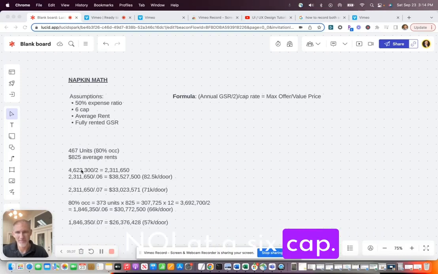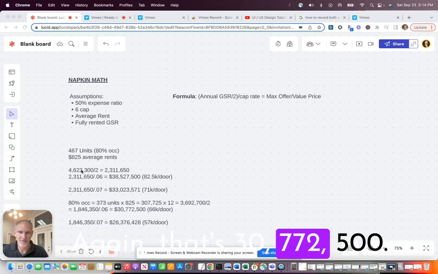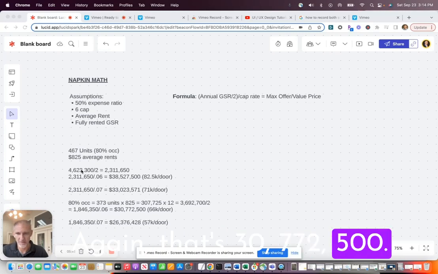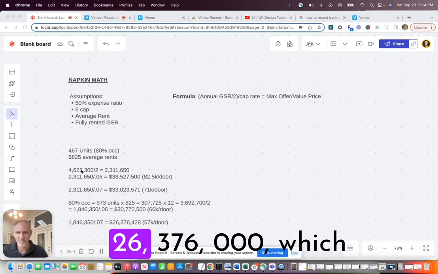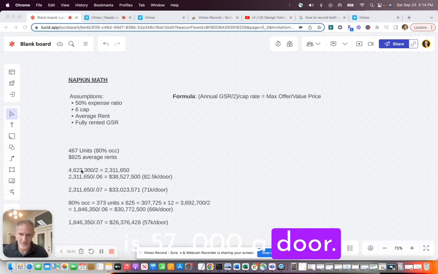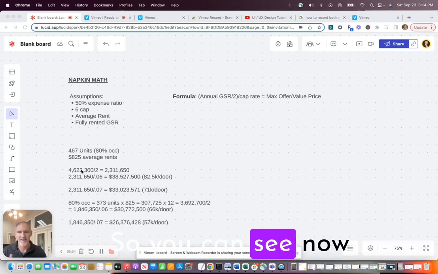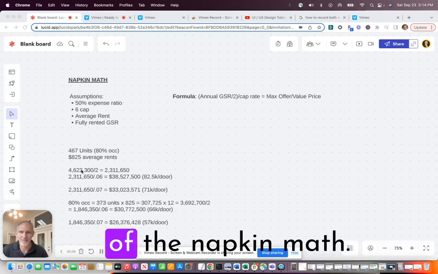At a 6 cap, again, that's $30,772,500, which is $66,000 a door. If we did that at a 7 cap, now it's $26,376,000, which is $57,000 a door. Okay, so you can see now we're getting into the tightening of the napkin math.